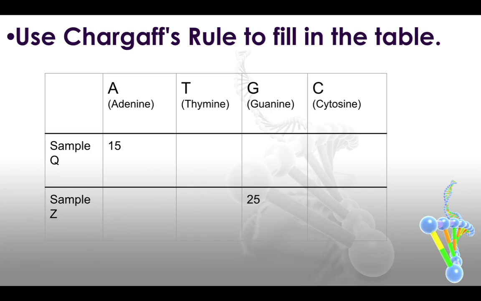Sample Z is a little bit more simple, but the same process applies. If I have 25% guanine, that means I have 25% cytosine. 25 and 25 gives me 50. 100 minus 50 gives me 50. So that means my adenine and thymine will also be 25%.